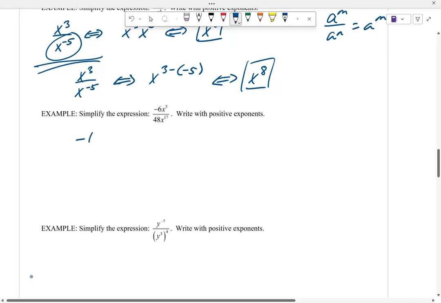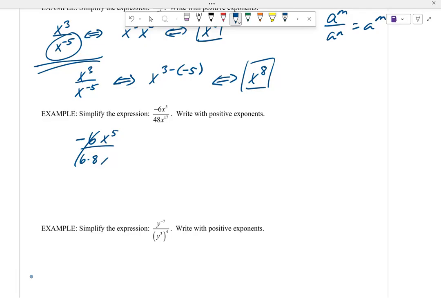Here we've got negative 6 x to the 5th over 48 x to the 17th. 48 I'm going to write as 6 times 8. So I see my 6's cancel. I've also got x's there. So we've got negative 1 x to the 5th over 8 x to the 17th.